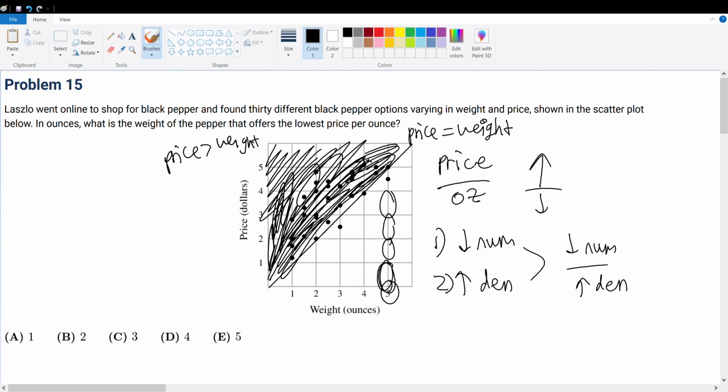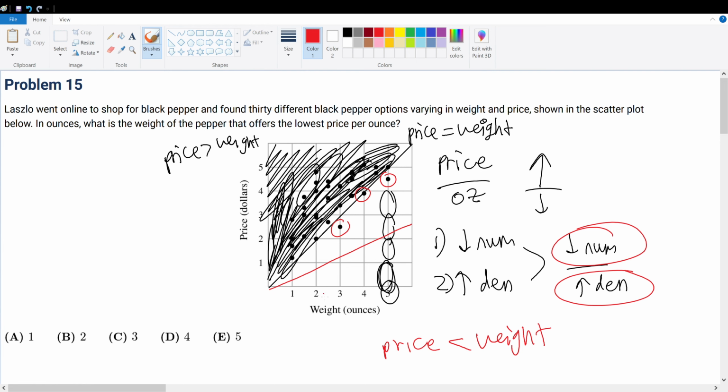So all the points we have left to consider, I'll circle in red, are this point, and this point. Well, which one would work? Well, what are the points beneath this y equals x line? Well, these points must have a price that is less than the weight. And this is exactly what we want, because that means we're increasing the denominator and decreasing the numerator. But the more extreme, the more this line gets close to the x-axis, the larger the weight would be, and the smaller the price would be. So in other words, we want to find the line that is closest to the x-axis in terms of slope.